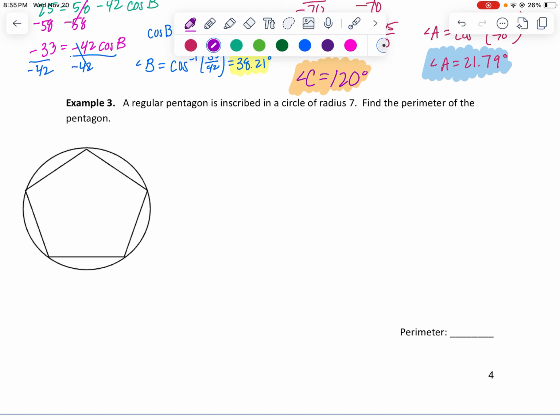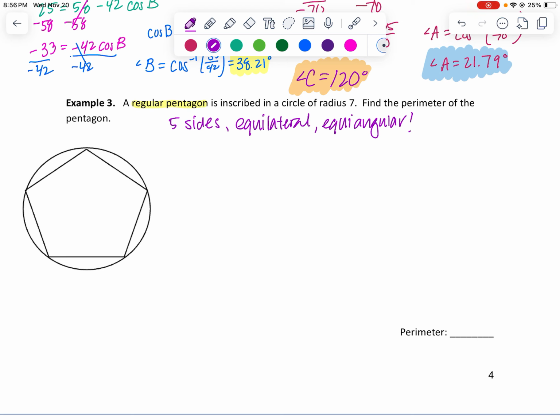Okay. It says a regular pentagon is inscribed in a circle of radius 7, and it's asking us to find the perimeter of the pentagon. So a regular pentagon has 5 sides, right? And they are all equilateral. And then also, that means that it's equiangular.